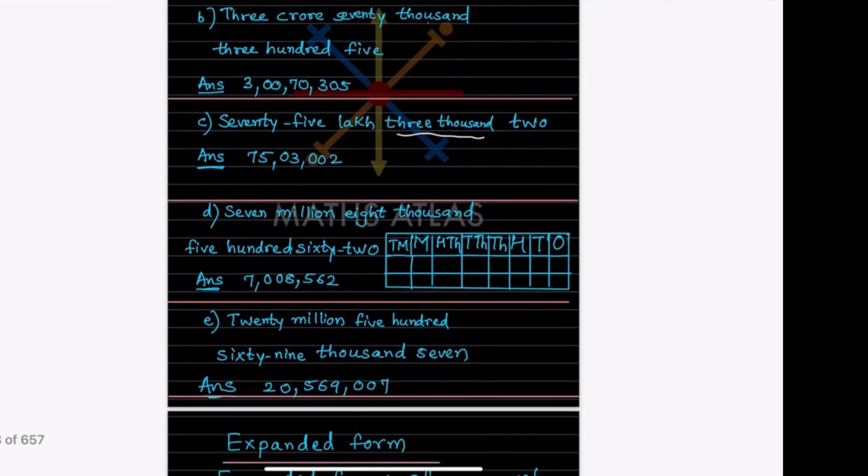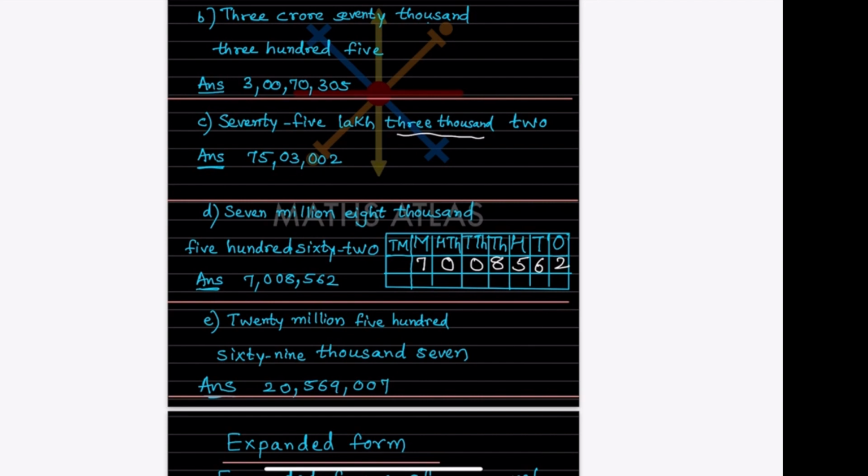So here again, what does this say? 7,008,562. So how are you going to write this one? 7 million means you are going to go by 7 million, they say. So 7 million over here. Then what did they say? 8,000. 8,000 means 8 should be here. Then 500. So 5 should be 500 and 62. So now what happens here? Again, you can see there are 2 blanks over here. So you are going to put here 2 zeros. So now since this is in million, million means you are going to put 3, 3 and so on. Hope again this is also clear.